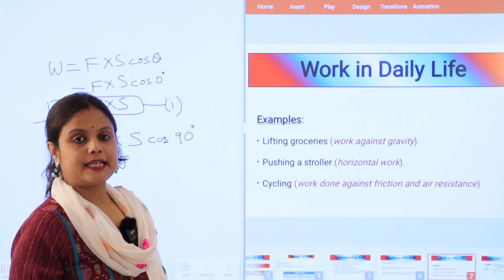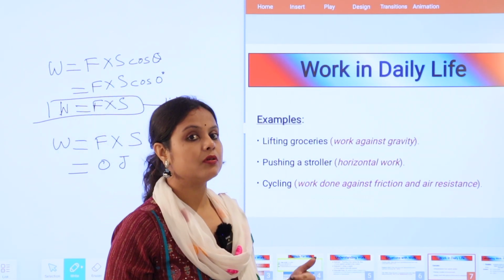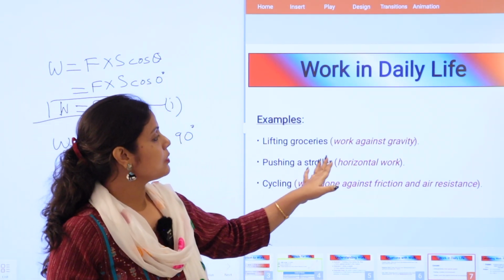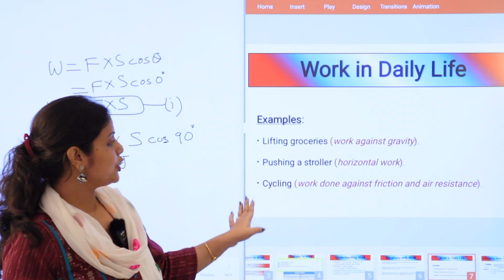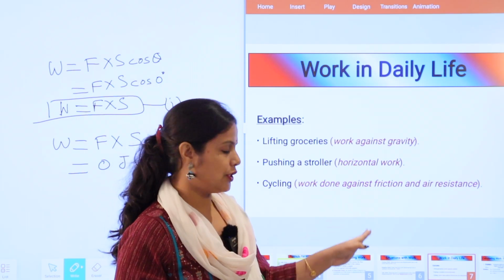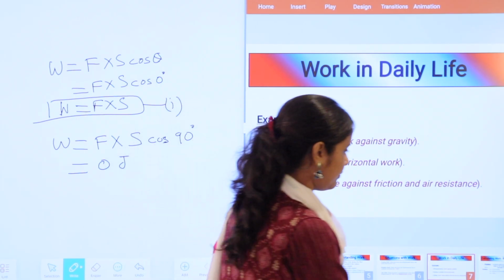Work is done in daily life. In fact, now I am also doing certain work. For example, lifting groceries, work against gravity. Similarly, pushing a stroller, horizontal work is done. Cycling, work done against friction and air resistance.